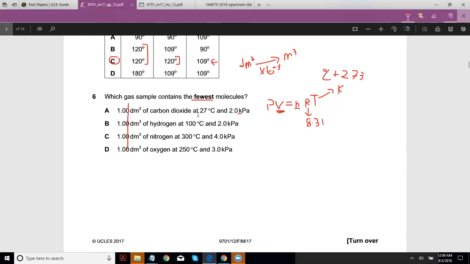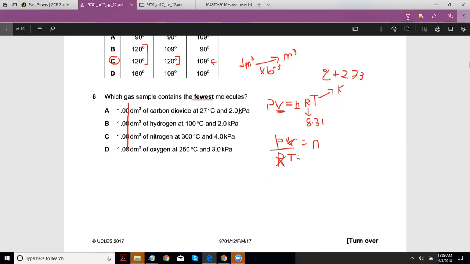Yeah. If you look at it, the temperature is towards the higher end, and if you make n the subject here, you have PV over RT. The one with the highest P over T ratio is the answer. Right. And that's what we're looking for. R is constant, we don't care. Volume in this particular question is constant, so P over T basically. So for that, you calculate.